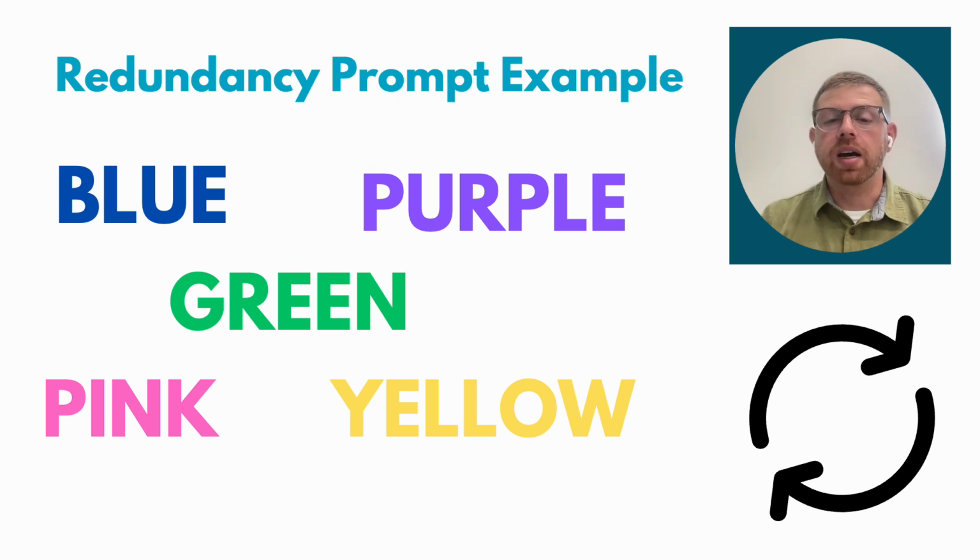So we might have these different words, and perhaps we're working on reading, and the target words, we change the color of them. So instead of these all being black font, maybe initially they are all the color of the word that they read as. So blue is the color blue, green is the color green. That's an example of a redundancy prompt.